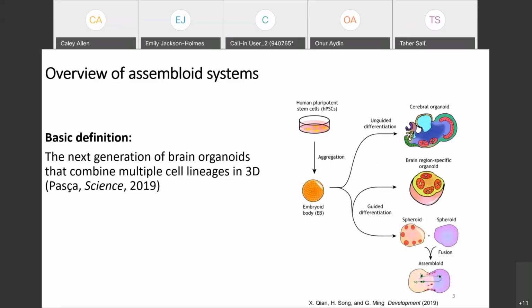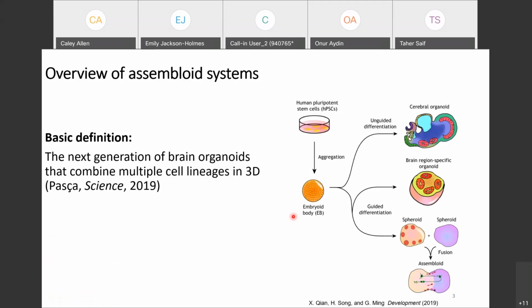One definition is that these are the next generation, or arguably the next generation, of brain organoids that combine multiple cell lineages in 3D. Putting this in context of what we know already about how to generate brain organoid systems, and what has been echoed throughout the other presentations, you derive them from these hiPSC clusters or embryoid bodies, and they can either undergo unguided or guided differentiation. With unguided differentiation, you're relying on the spontaneous morphogenesis and intrinsic differentiation capacities within these hiPSC clusters to form tissues mimicking the developing brain.